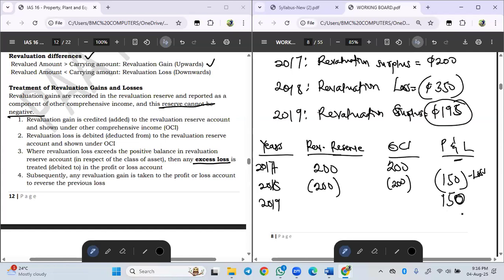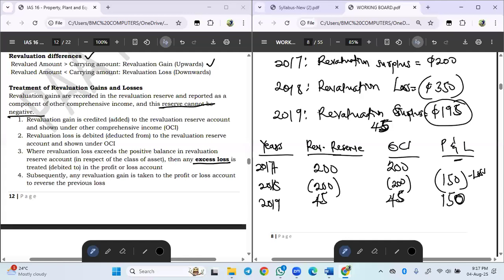So in P&L, there will be nothing left. The amount left is what? 45, because it was 195. We've used the 150 to offset the loss that we were having in 2018. So the 45, the extra gain we are having, will be sent to the reserve and also shown under OCI.